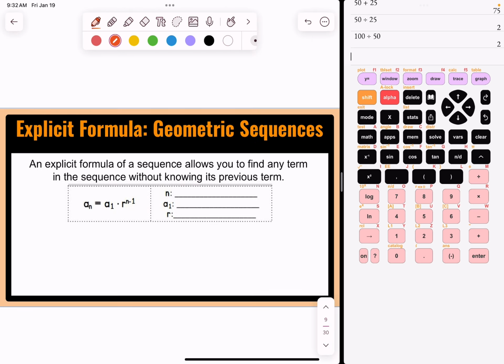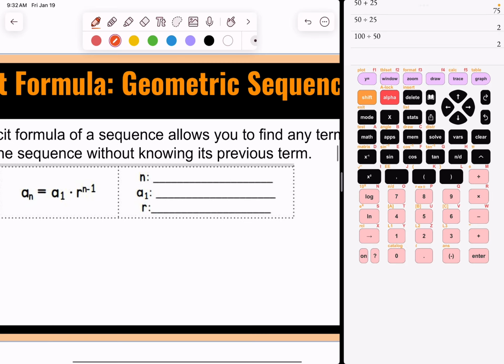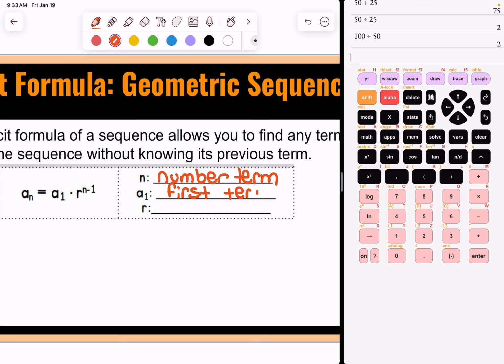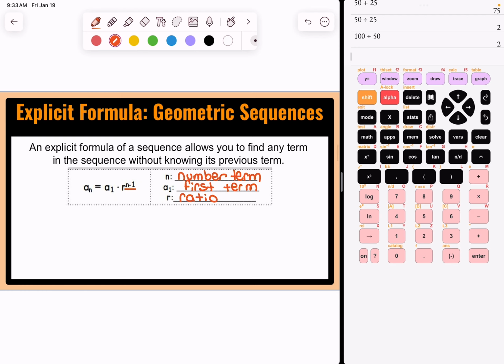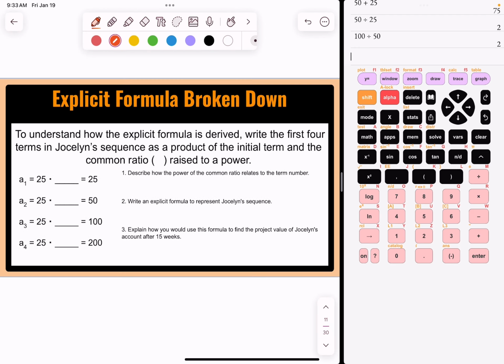So what is the explicit formula that we could use for a geometric sequence? An explicit formula of a sequence allows you to find any term in the sequence without knowing the previous term. All you will need to know is n. N is the term number that you are trying to find. Then A1 is your first term. Then R is your ratio. That's the number that you are multiplying by. Well, that's the number that how many times you are multiplying the ratio, because then you have your exponent, n minus 1. All right, so let's just go over how this formula is broken down.